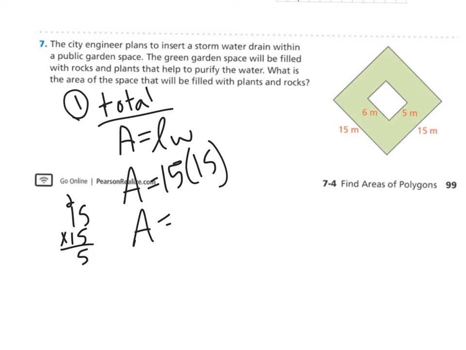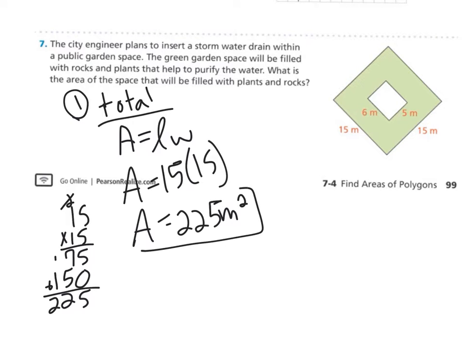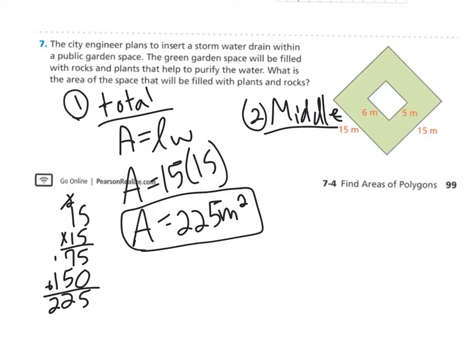Remember, if you're multiplying this by hand, make sure you do your place value 0. So this would be 225. So if we didn't have a little piece out of the middle of this thing, our area would be 225 square meters. We do have that middle piece that's being pulled out of here though.